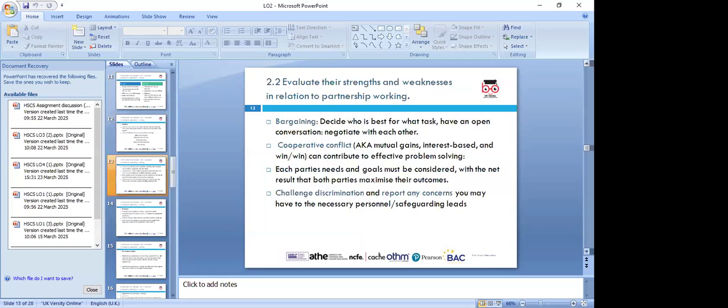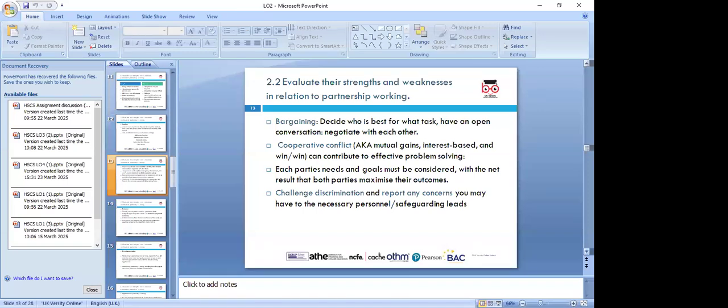Okay. Bargaining. Decide who is best for what task. Have an open conversation. Negotiate with each other. Very, very important. You have to find out who is best for each task, have an open conversation, and negotiate. Make sure you pay them.